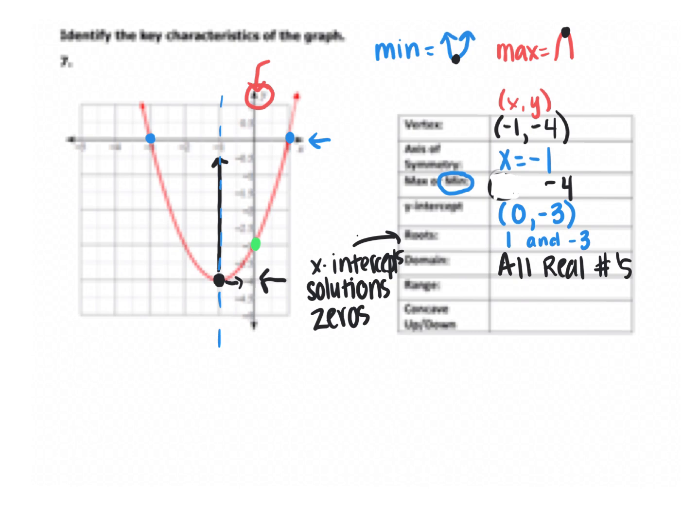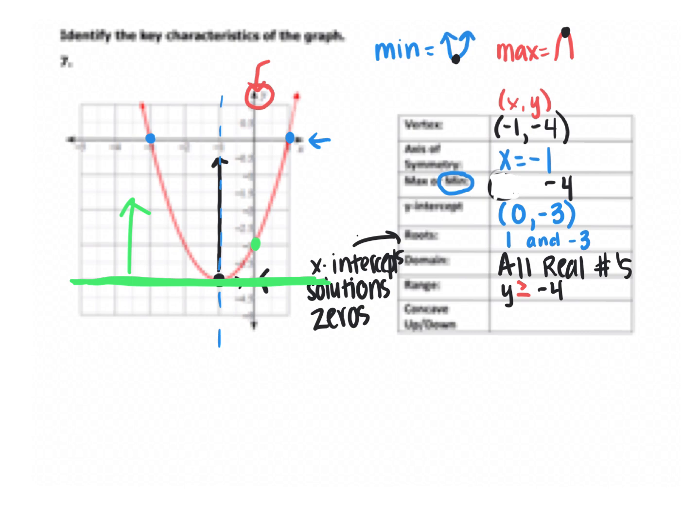Range. Range is talking about my y value. So we said that my y value was at -4. So if I go to my graph, I'm going to draw a line across at y is -4. This graph is all above my y value of -4. So that means that this range is y is greater than or equal to -4.